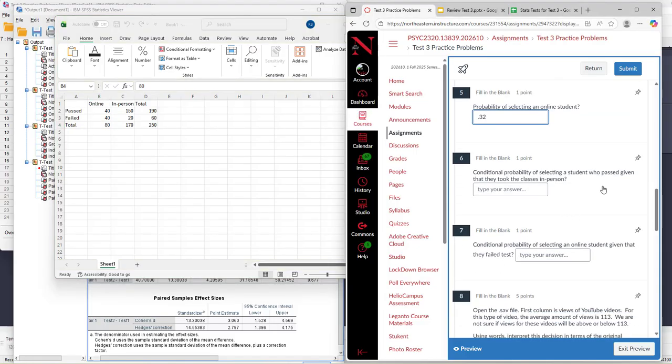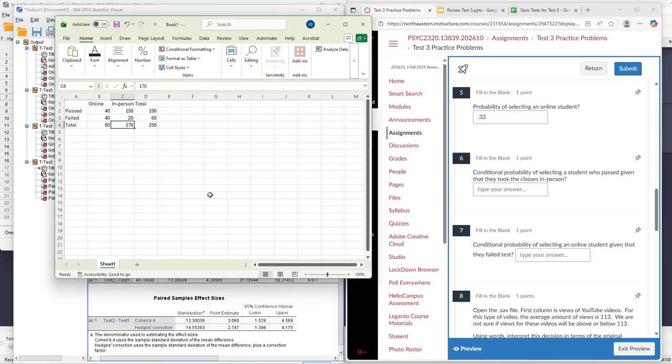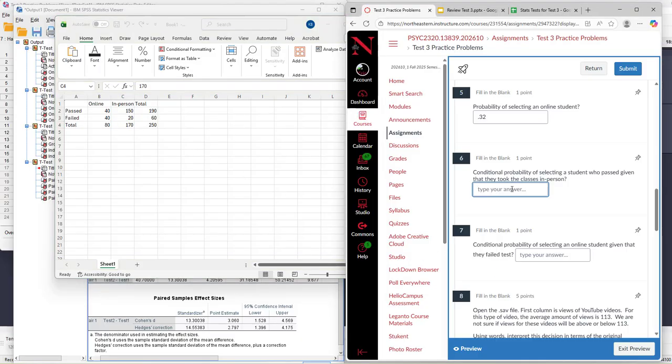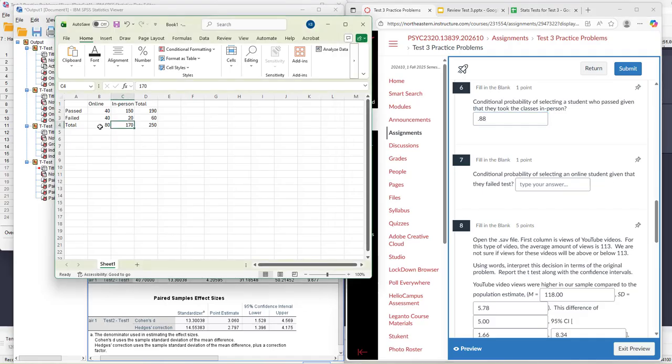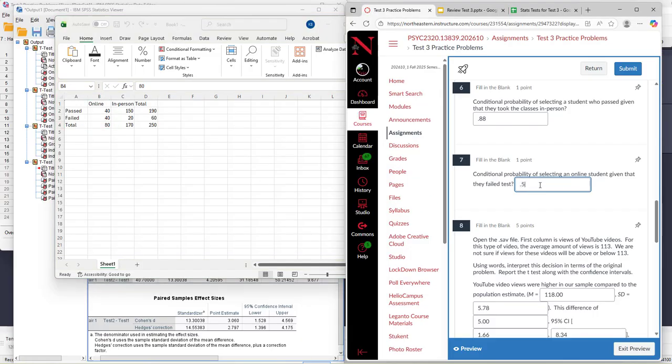Conditional probability. Okay, given that they took the classes in person, that's going to be our denominator. Who passed? So that's going to be passed divided by that total, 150 divided by 170. We're getting 0.88. And then an online student that failed the test. So online we have 80, failed 40, so it's 0.50.